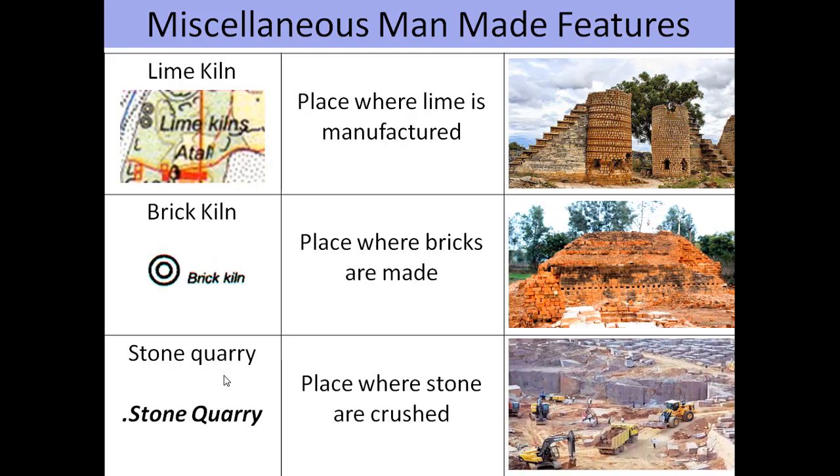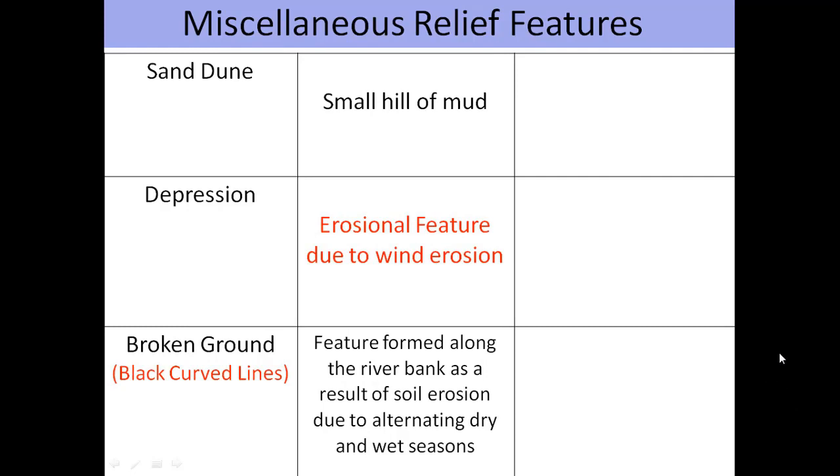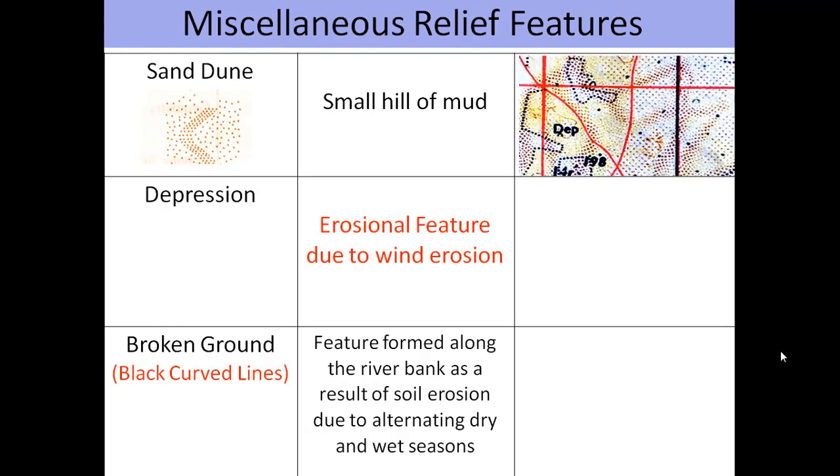Stone quarry. A stone quarry is a place from where they collect the stone, or rather they break the stone. It is written like this on a topographical map. Other miscellaneous features that include relief features, sand dunes. As you can see, dotted brown lines have been marked over here.